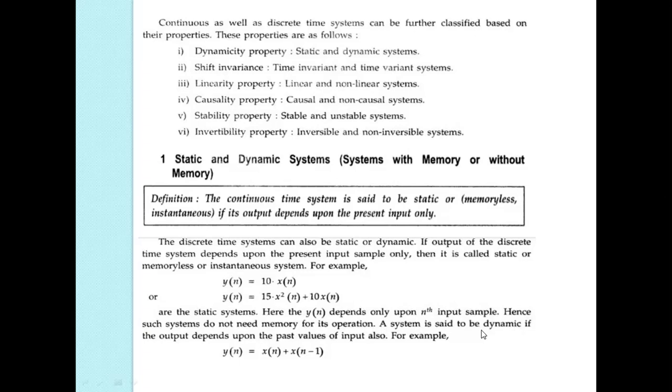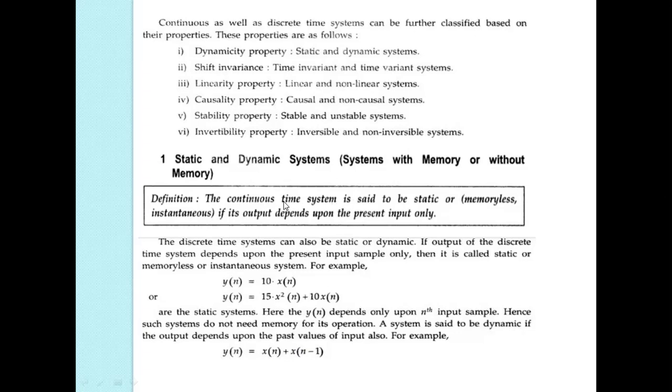A system is said to be dynamic if the output depends upon the past values of the input also. Past value of input means it definitely needs memory to store the past input. Such types of systems we can call dynamic systems. The output depends upon the present and the past values also: x of n is the present, x of n minus 1 is the past.